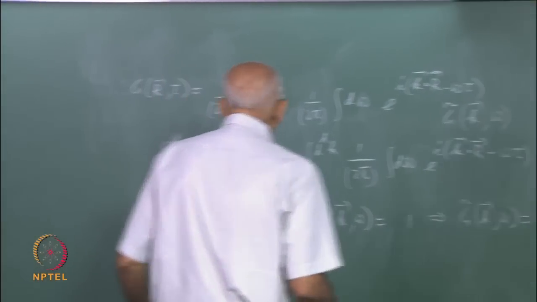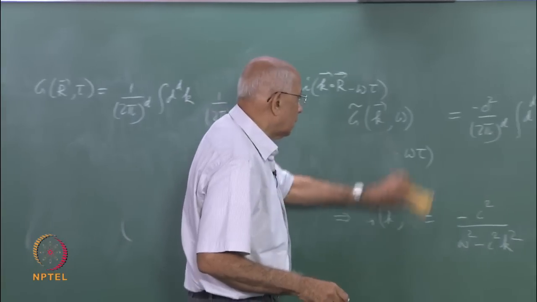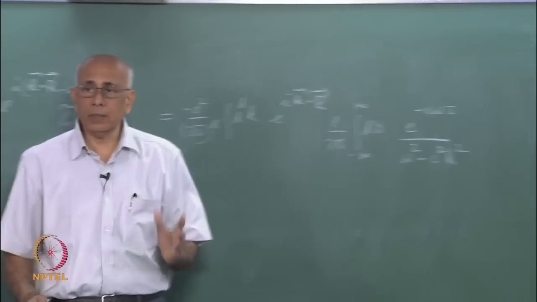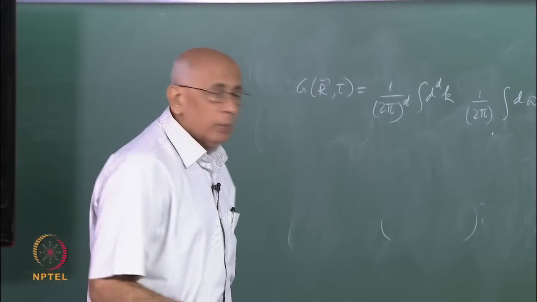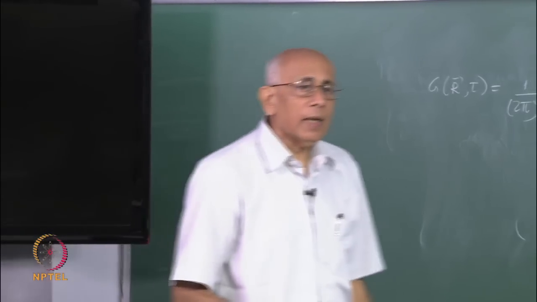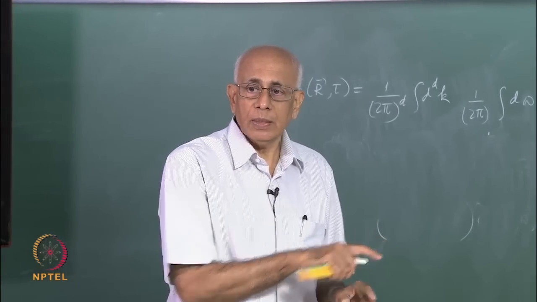Now as always, as it stands the integral makes no sense at all, it is divergent, because you can see that it has poles on the real axis at plus or minus ck, where k is the magnitude of the vector k. We make sense out of it by making an i epsilon prescription as always, and that i epsilon prescription should be such that the conditions you want on this green function be satisfied.